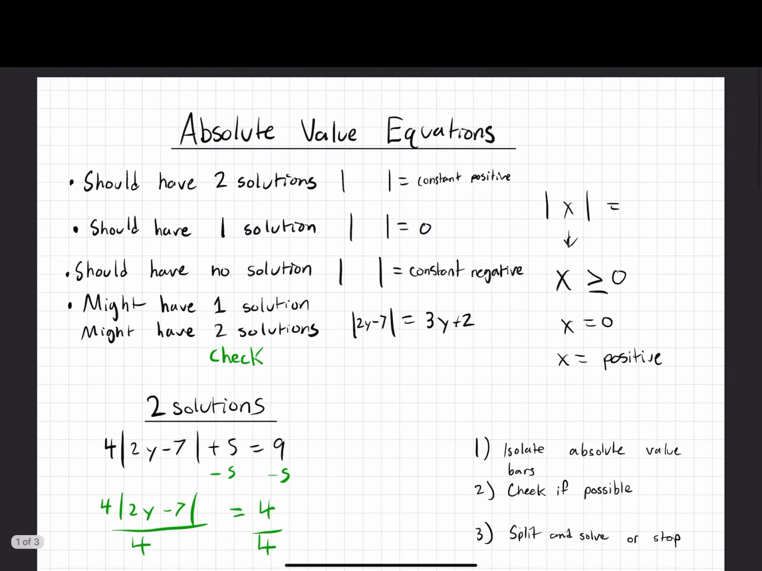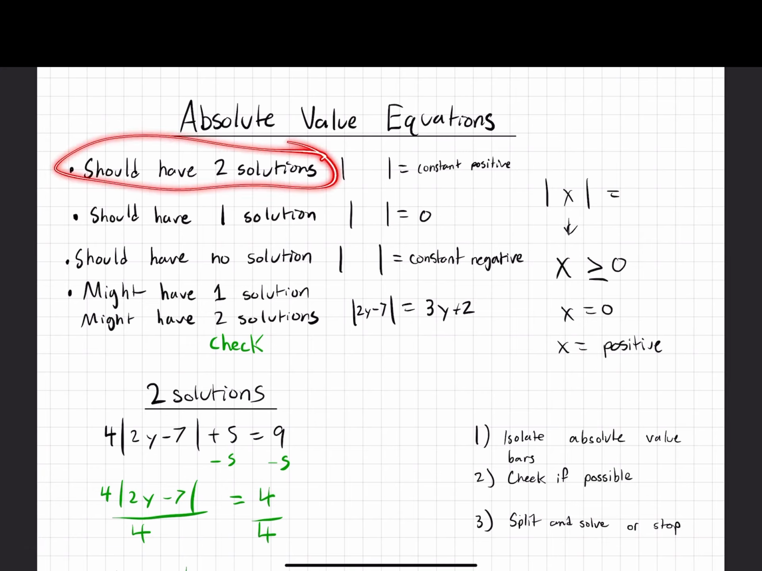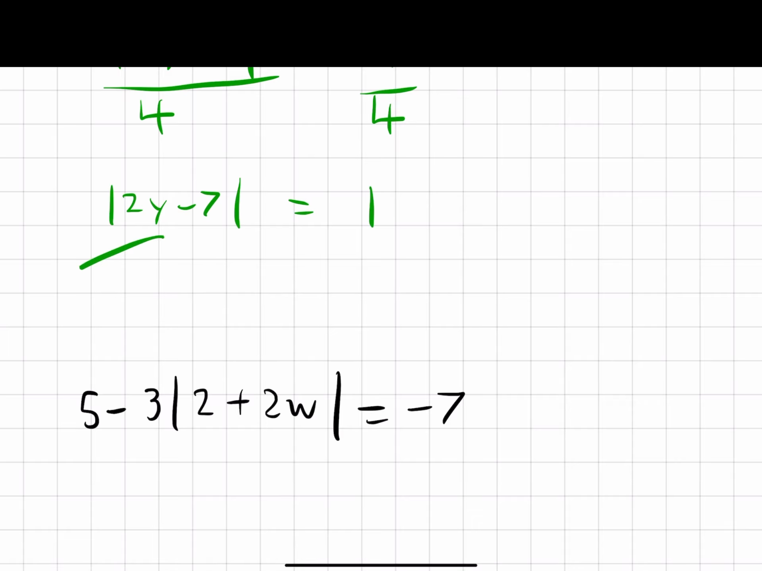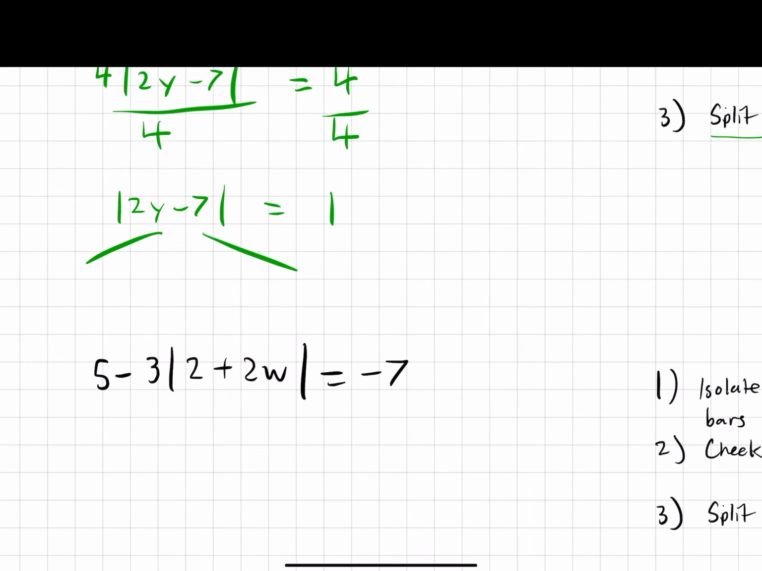So this is option 1. It should have 2 solutions because my absolute value bars, all by their lonesome, equal a constant positive. The constant positive being 1. So we've isolated. Step 2, check if possible. I equal a positive number, that is A-OK. So check, check. And if it is possible, we split and solve. We only stop if it's not possible, like no solution when it equals a negative. So it is possible, split it into its 2 possibilities: 2y minus 7 equals the original, 1, and 2y minus 7 equals the opposite of 1.